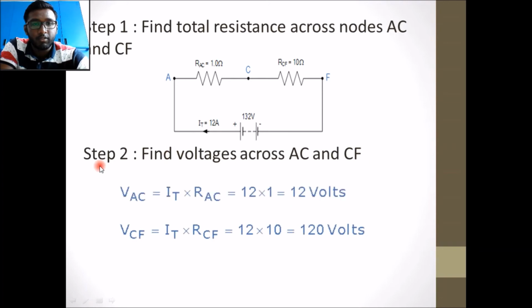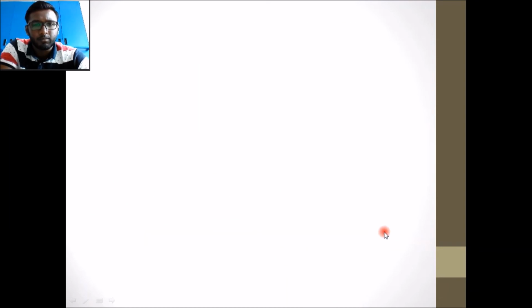So therefore we have to use V is equal to IR. So VAC is equal to I total times RAC. So it's equal to 12 times 1, which is 12 volts. For the VCF we use the same formula, V is equal to IR. So 12 ampere, we multiply that with 10 ohms, so we get 120 volts in total.